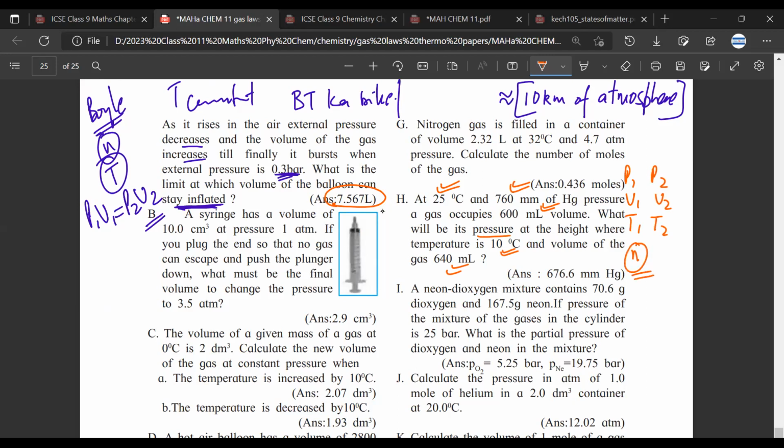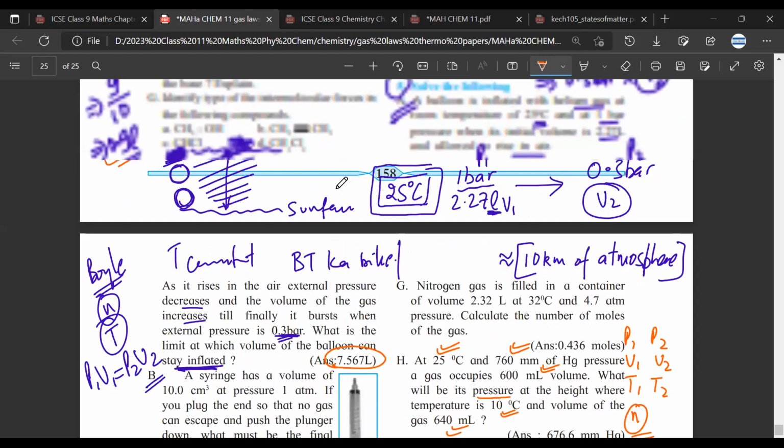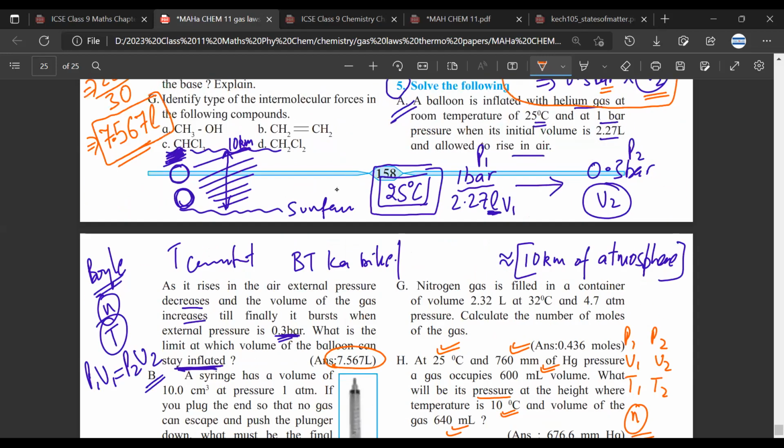Any doubt? So you need to be very careful whether one thing is constant or all the three are changing. But for example, in this case, they haven't talked anything about the temperature in the second state. So that is why we just assumed that the temperature was constant.